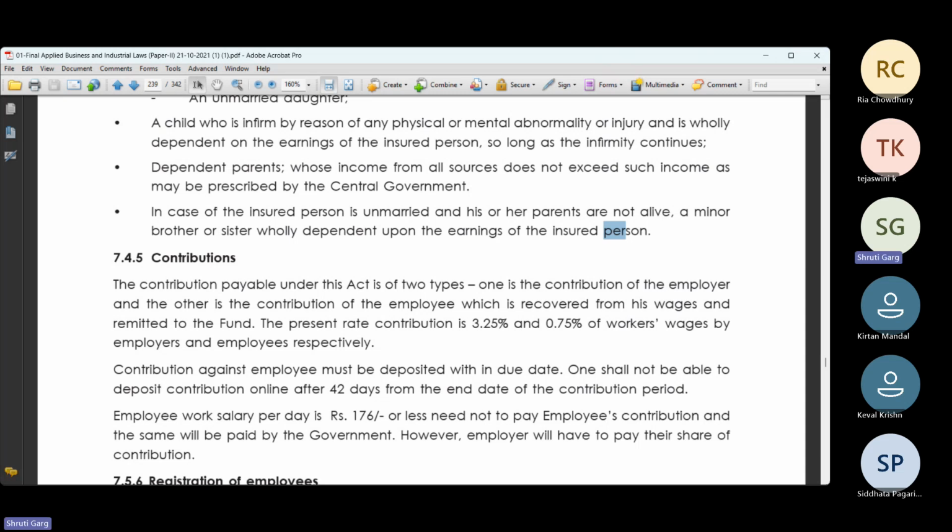How many children will get that facility? See, there is no definition or limit prescribed. Usually, two children are covered for that employee, but in the ESI, there is no limit defined, right?